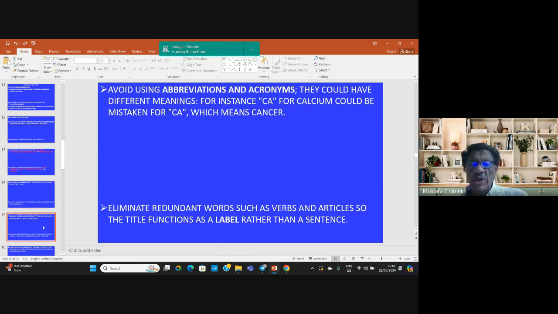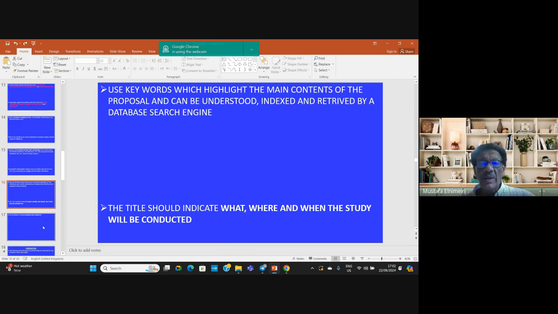Avoid using abbreviations or acronyms. They could have different meanings for different people. For instance, Ca for calcium could be mistaken for Ca, which means cancer. And it's better to eliminate redundant words such as verbs and articles so that the title functions as a label rather than a sentence. Use keywords which highlight the main contents of the proposal and can be easily understood, indexed, and retrieved by a database search engine. The title should indicate what, where, and when the study will be conducted.